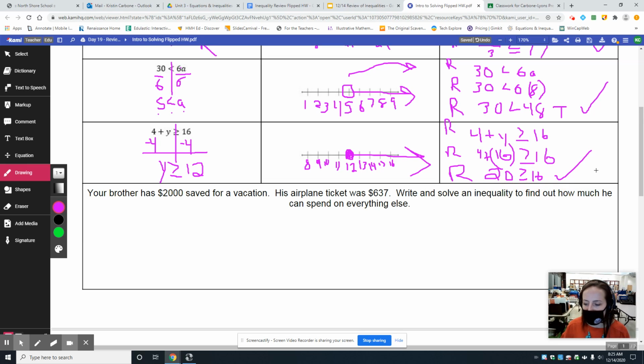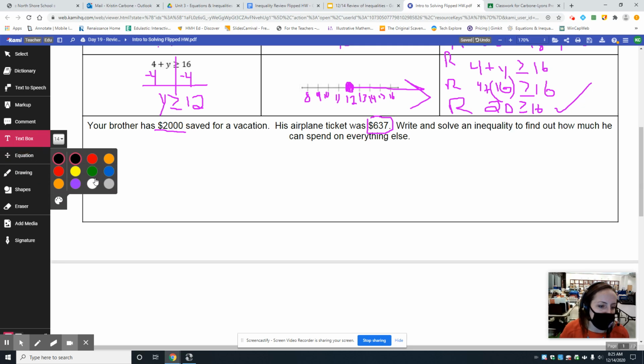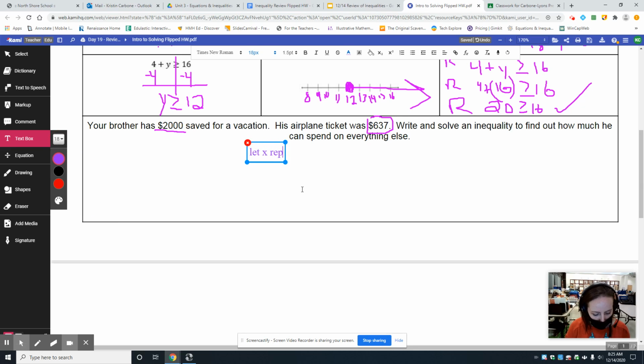We did it correctly. Now this is a little bit of an intro into word problems. We're going to do this more formally on your homework Wednesday night into Thursday night. It says your brother has $2,000 saved for a vacation. His airplane ticket was $637. Write and solve an inequality to find out how much he can spend on everything else. Well, in this case, we're going to let x represent the money left to spend on everything else.